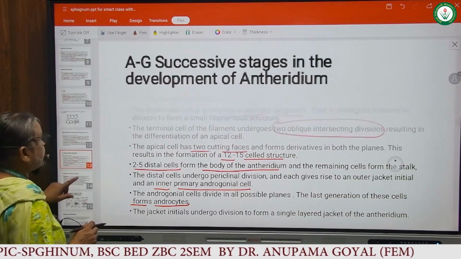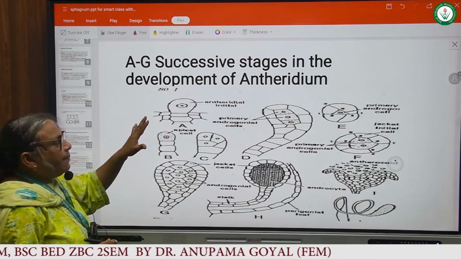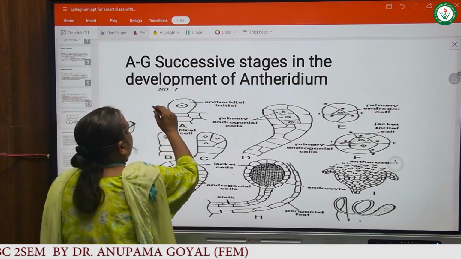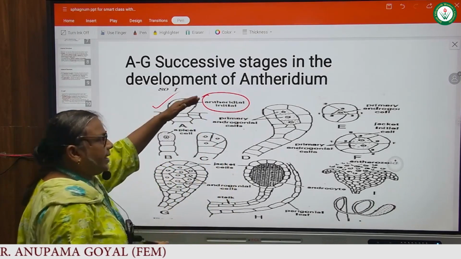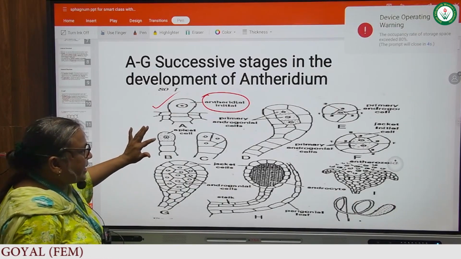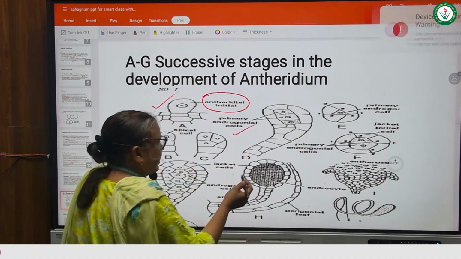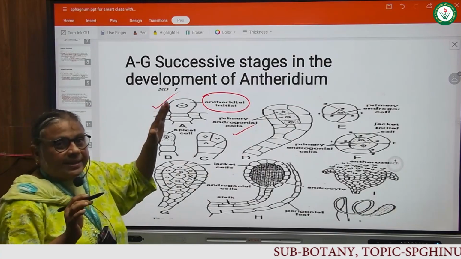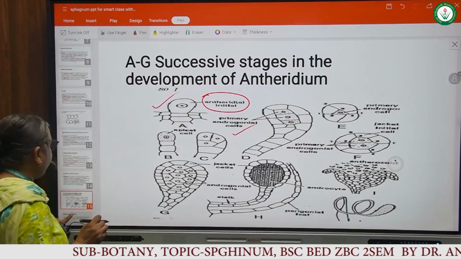So here you can see A to G shows the successive stages in the development of the antheridium in Sphagnum. In diagram A you see the development of the antheridium starts from the antheridial initial, and in diagram B there is the formation of the apical cell. Then there is the formation of the primary endogonal cells in diagram D, and so A to G shows the successive stages in the development of the antheridium.